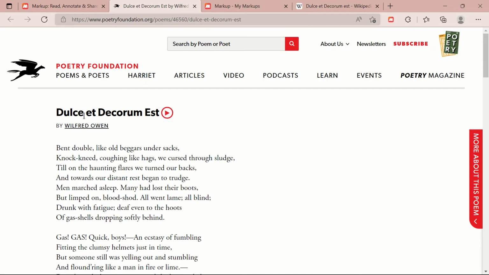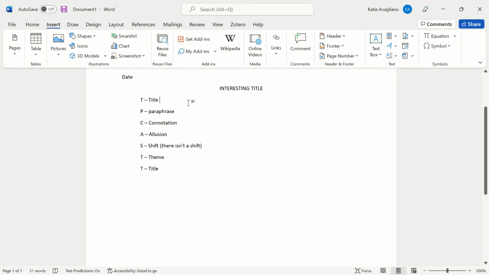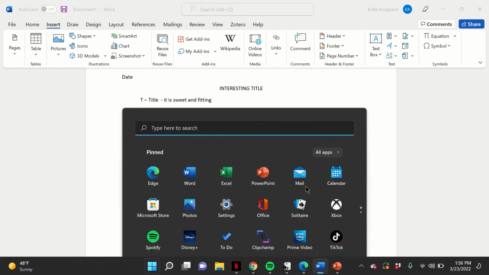Okay, so we know that this means it is sweet and fitting. Still don't really know what to do with that, but I will write that down in my analysis anyway. It is sweet and fitting. All right, so our next step is to paraphrase.